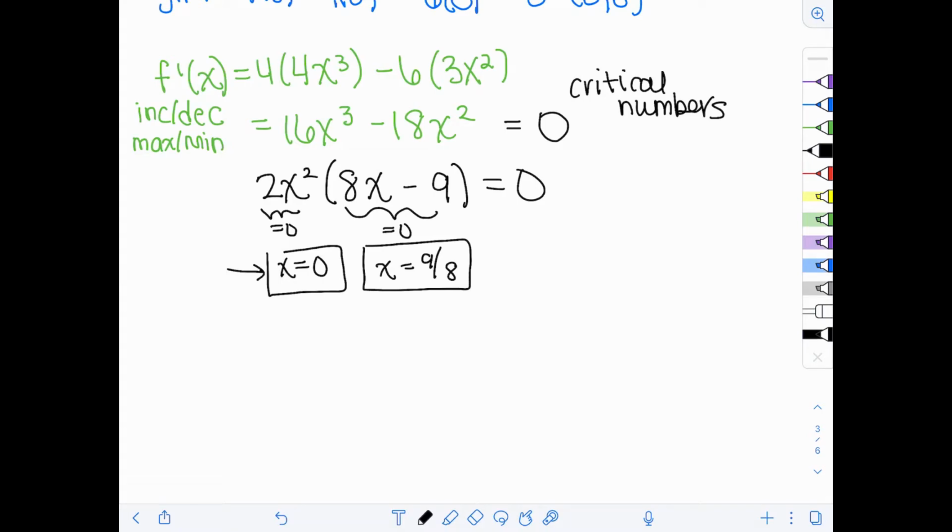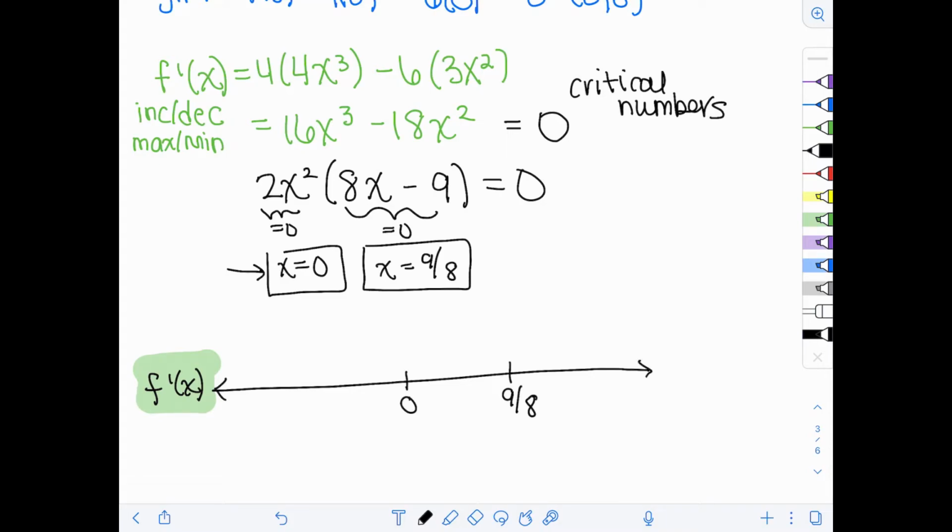What we're going to do at this point is draw a number line. I like to label them, especially when I'm starting to put together first and second derivatives, to keep everything straight. I'm going to label it as a first derivative, so I know that this is when I'm trying to figure out increasing and decreasing. When I plug things in, I'm going to be plugging them into the first derivative. I'm going to put any critical numbers here, so I've got a 0 and a 9 over 8.